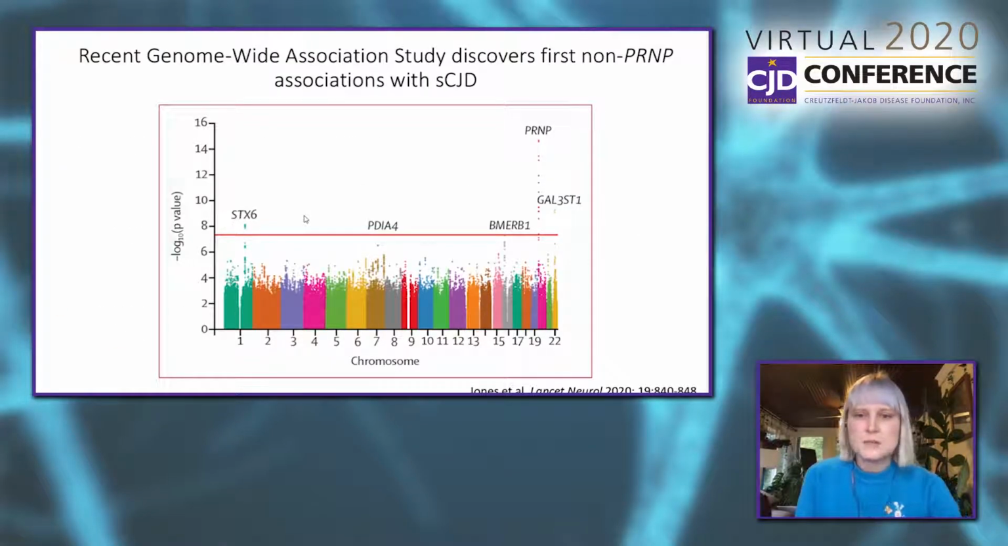So recently, there was a genome-wide association study that discovered the first non-PRNP association with sporadic CJD. This was very exciting research done by Simon Mead and company. And they do find, as you see here, that there was an association with PRNP. However, they also find associations with two new genes, GAL3ST1 and STX6. I should have said, this is a Manhattan plot where each dot is a SNP, and these are all the chromosomes. The line represents the cutoff for genome-wide significance.